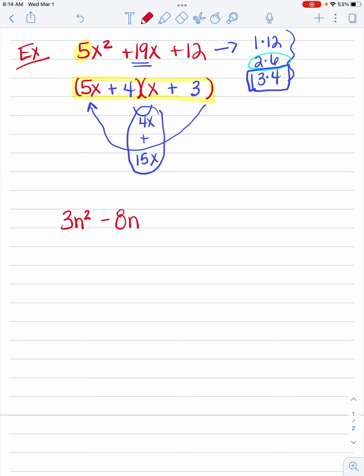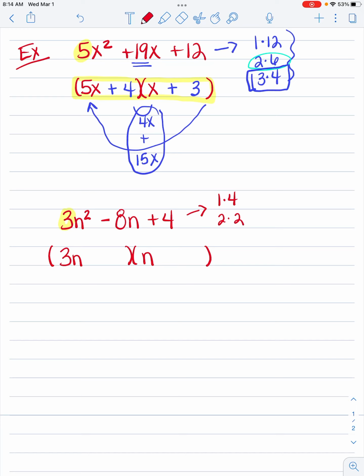3n to the second minus 8n plus 4. Okay, so again, I know I'm going to have two sets of parentheses. And just like the last time, my 3 right here is a prime number, which is wonderful. We like that. So that means I know this is going to be a 3n and this is going to be a 1n, because the only way to multiply and get 3 is, of course, 3 times 1. Okay, so it's kind of the same thing with the 12 a minute ago. I know I can multiply and get 4 with 1 times 4 or 2 times 2.